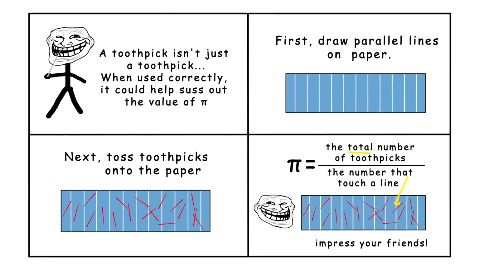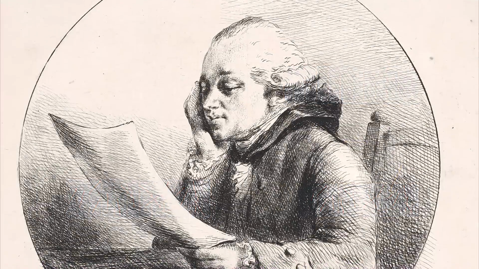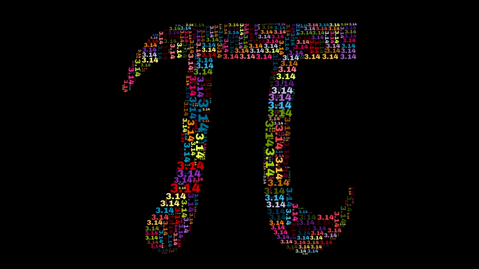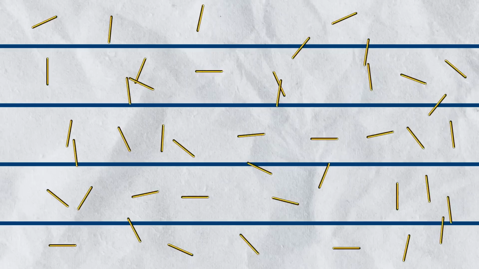This might come off as completely insane, but it actually works. This panel shows us a strange but effective method to approximate the mathematical constant pi. Take a large piece of paper and then draw parallel lines with two toothpicks' long distance between each one. Once that's done, take a bunch of toothpicks and then literally throw them on the paper.